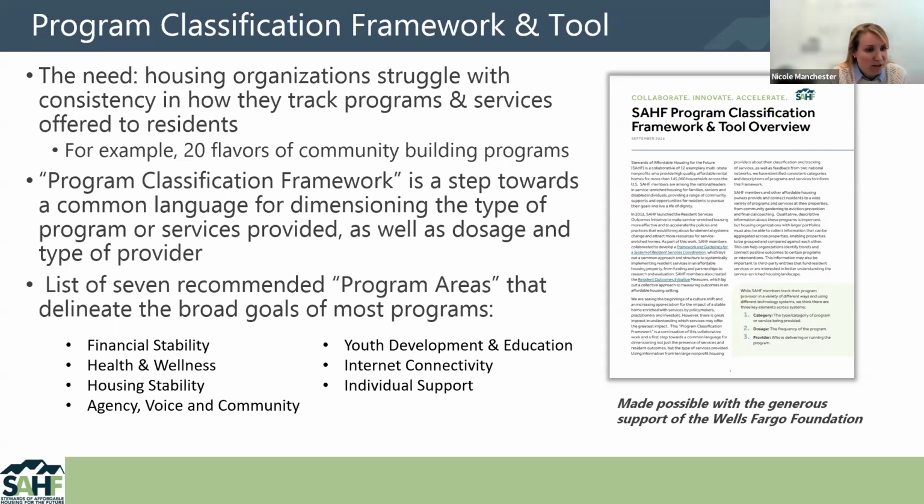And so basically we came up with these 7 program areas that are kind of broad categories: financial stability, health and wellness, housing stability, agency voice and community, youth development and education, internet connectivity, and individual support. Based on working with SAFE members, we understand that most of the programs offered will roll up into one of these program areas or impact areas. Next slide.